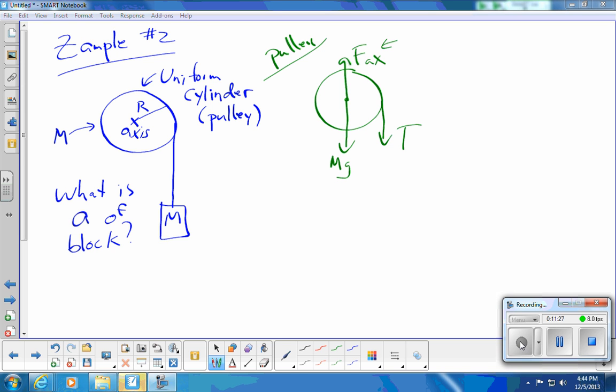And so I will say, net torque equals I times alpha, because I'm very interested in the fact that this thing is going to be rotating faster and faster. Okay. We'll come back to this in a second.